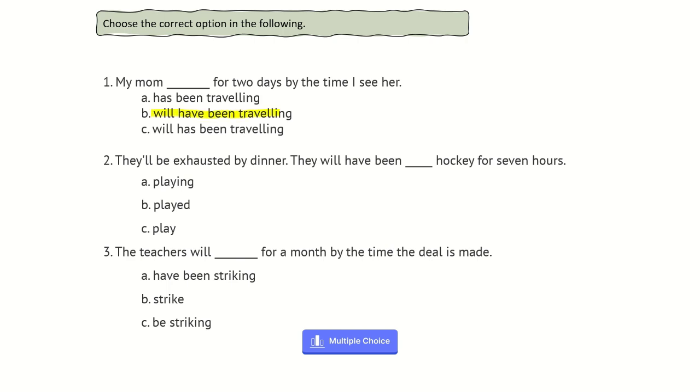Here, will have been traveling. They will be exhausted by dinner. They will have been for 7 hours. They will have been. After have been, I need an ing verb. They will have been playing.